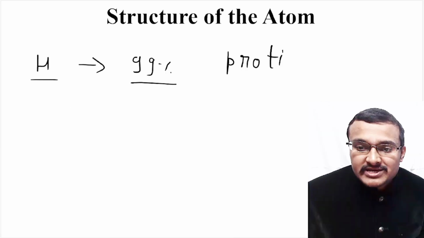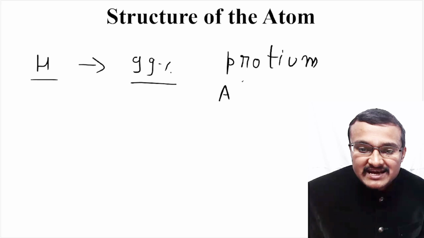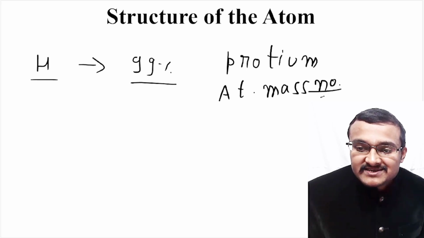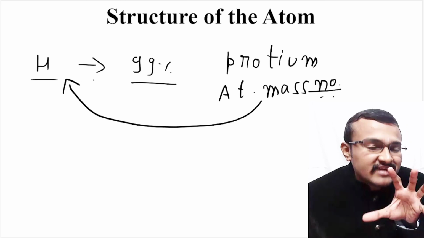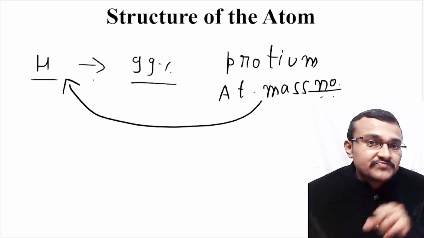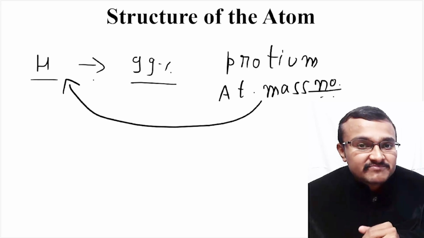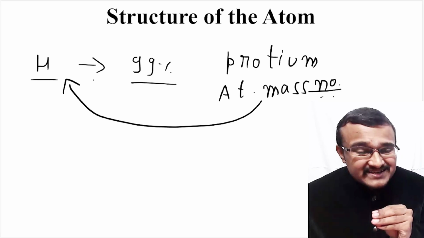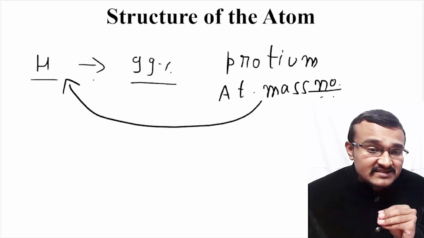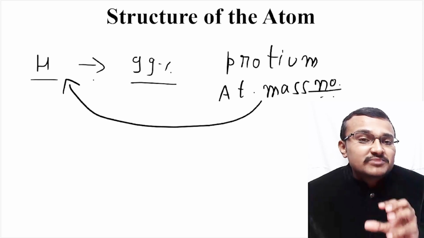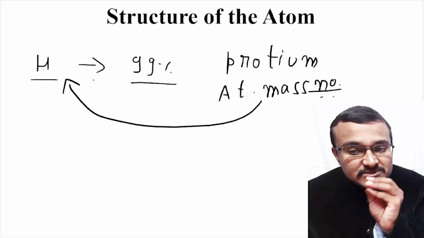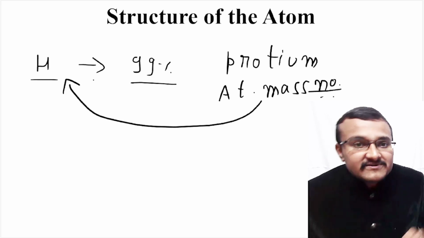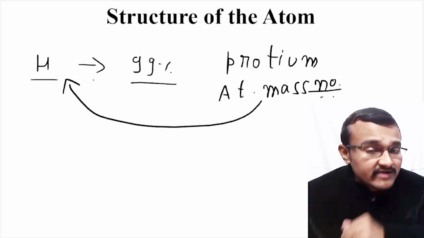So the protium atomic mass number itself is considered as the atomic mass number of hydrogen, because most hydrogen exists in the form of protium, not in the form of deuterium and tritium. Only a very small percentage of deuterium and tritium are present in nature. More than 99% of hydrogen is present in the form of protium. That's why the protium atomic mass number is assigned as the atomic mass number of hydrogen.